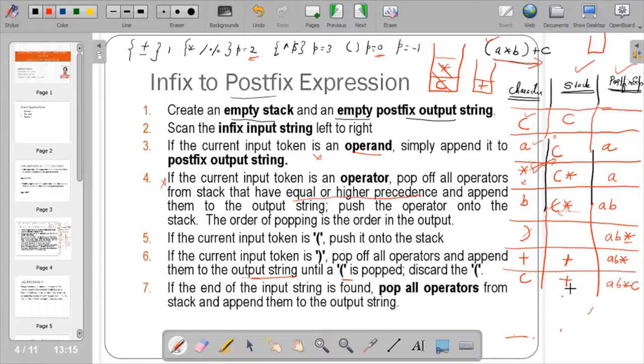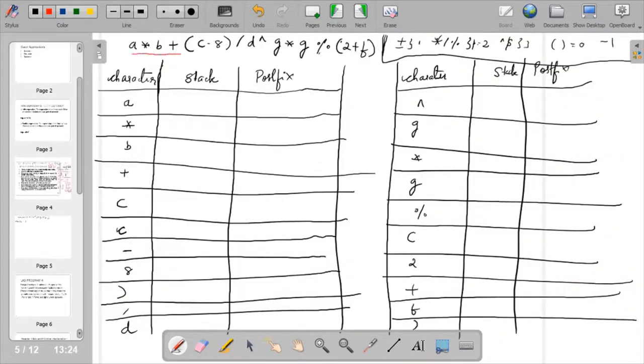Next I don't have any input string. If the end of the input string is found, pop all operators from the stack. Reading C is done, AB star C is there. At the end of this input string, pop all operators from the stack and append them to the output string. So what will be the final answer? AB star C plus. So this is the expression in terms of infix expression.